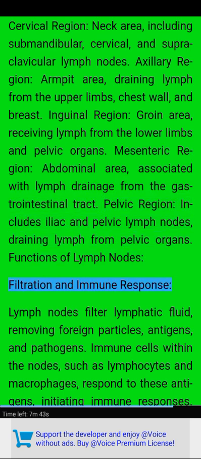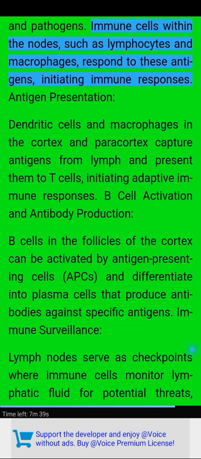Functions of lymph nodes. Filtration and immune response. Lymph nodes filter lymphatic fluid, removing foreign particles, antigens, and pathogens. Immune cells within the nodes, such as lymphocytes and macrophages, respond to these antigens, initiating immune responses. Antigen presentation. Dendritic cells and macrophages in the cortex and paracortex capture antigens from lymph and present them to T cells, initiating adaptive immune responses.